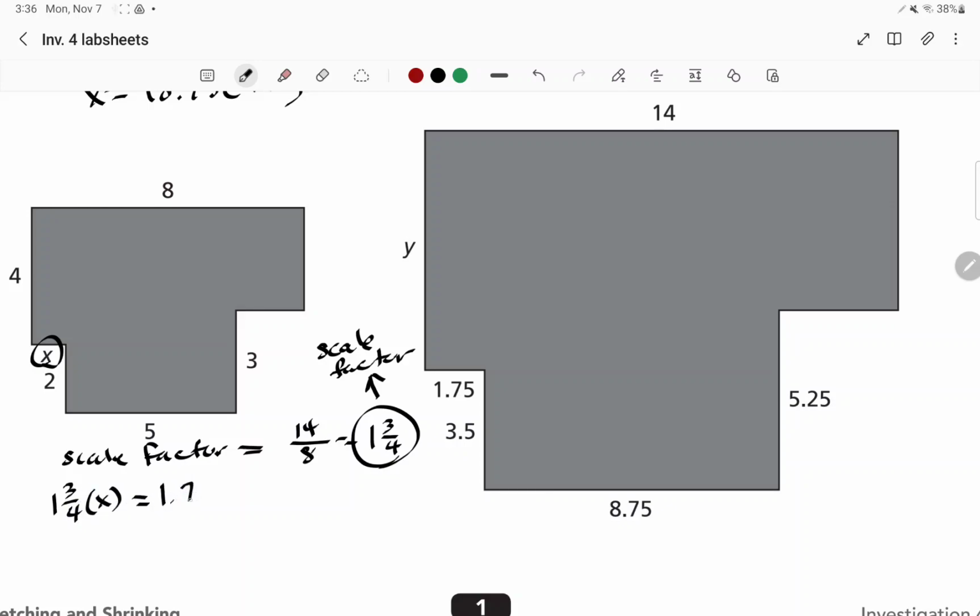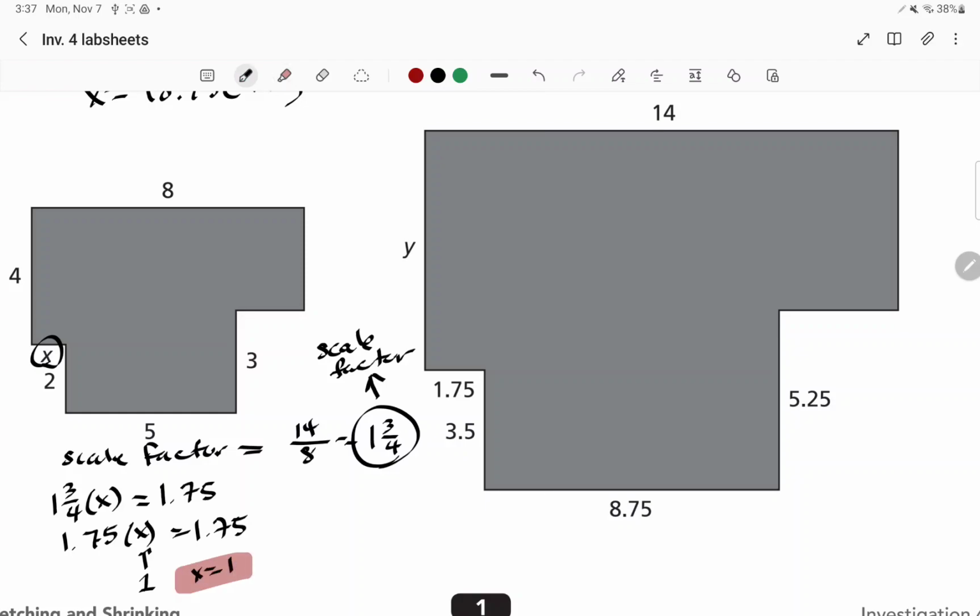gives you 1.75. You should see that 1 3/4 is the same as 1.75. So in order for this to be true, this has to be just 1. So x is 1. Let's highlight that so we can find it in the future. X is equal to 1.